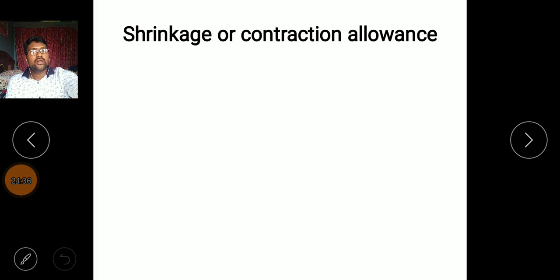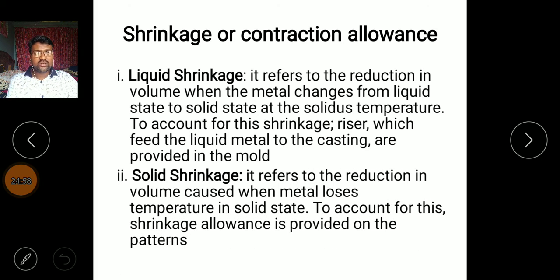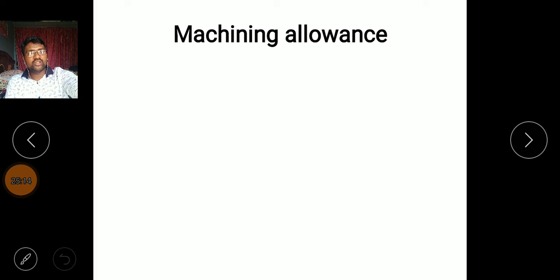Okay. Next, liquid shrinkage refers to the reduction in volume when the metal changes from liquid state to solid state at the solidus temperature. To account for this shrinkage, a riser which feeds the liquid metal to the casting is provided. That is liquid shrinkage. Solid shrinkage refers to the reduction in volume caused when metal loses temperature in the solid state. To account for this, shrinkage allowance is provided on the pattern. Okay. It is about shrinkage allowances.